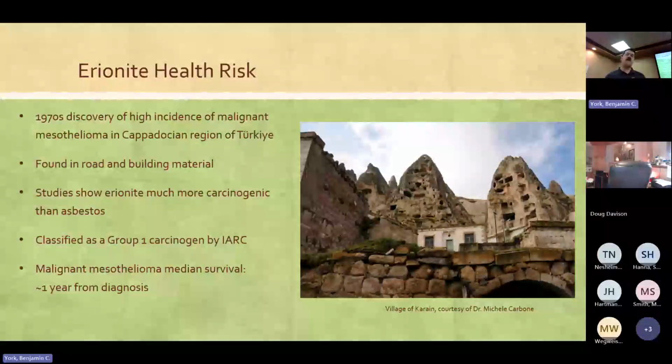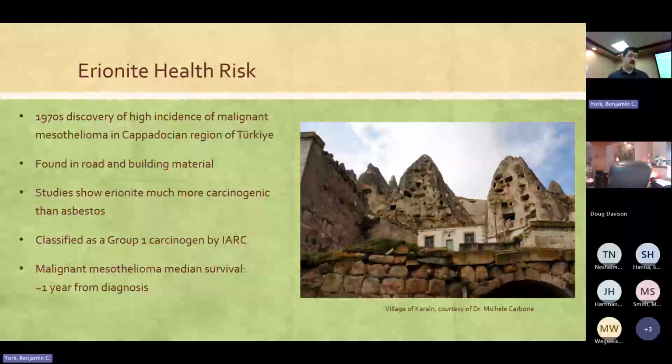And what did they find in the rocks? Erionite. And so with that, they started to do a bunch of health studies and found that this erionite is very carcinogenic, much more than asbestos. They did various lung tissue studies, animal studies, all kinds of different medical studies. Basically this resulted in erionite being classified as a group 1 carcinogen, which is basically known to cause cancer in humans. So it's not a maybe, it's, yeah, we know it can cause cancer.